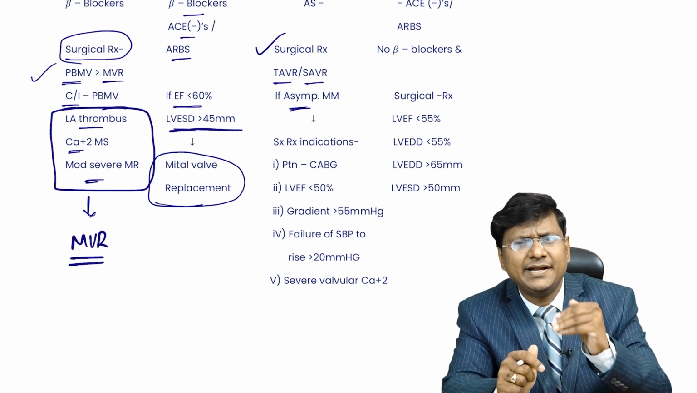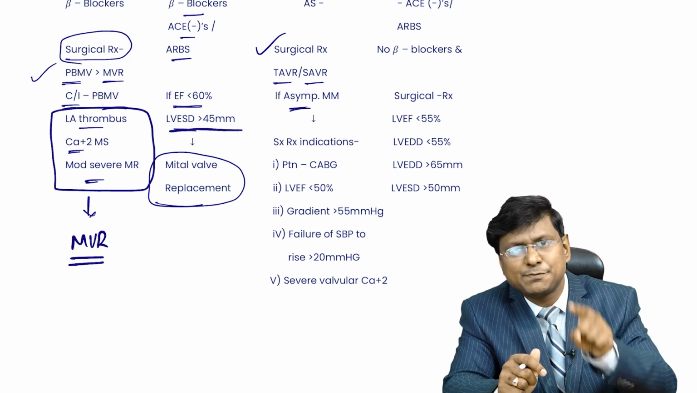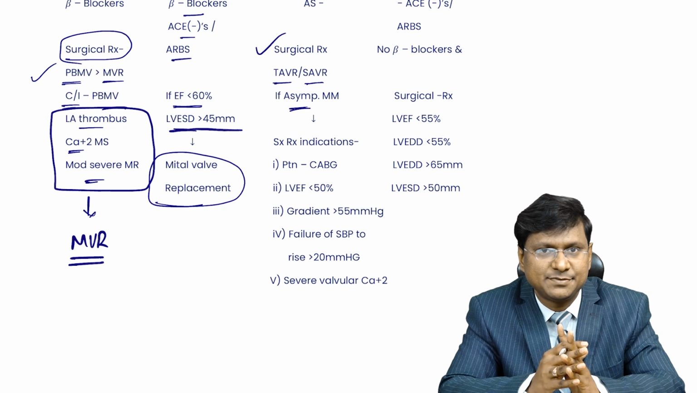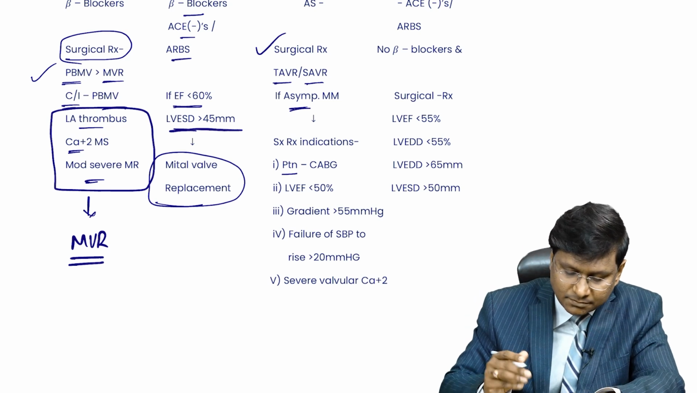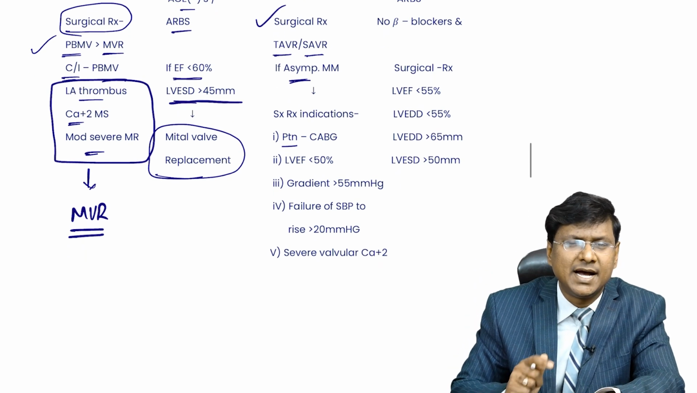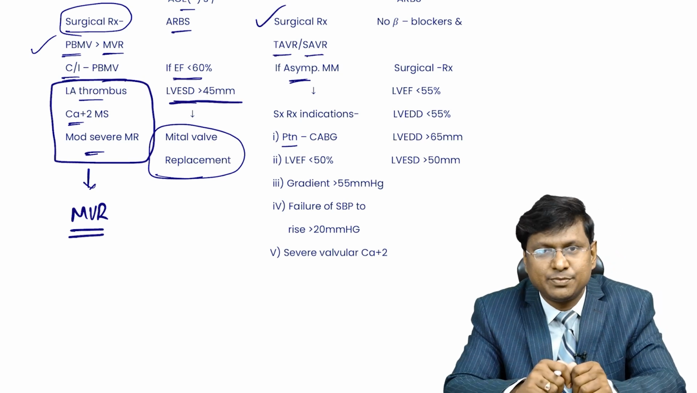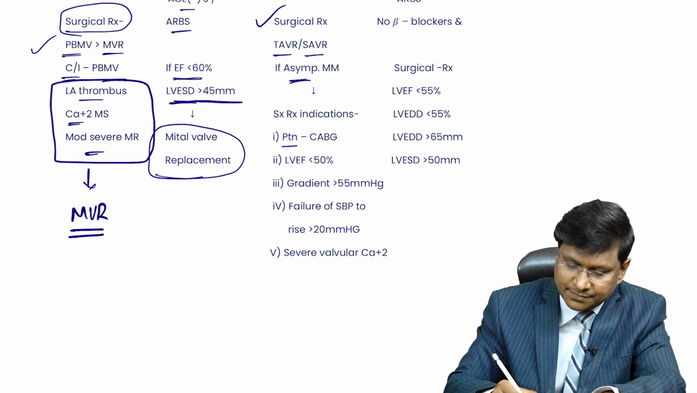But what are the indications where, in spite of the individual being asymptomatic, aortic valve replacement is required? That is, a patient with aortic stenosis undergoing CABG due to coronary artery disease. Aortic valve has to be replaced if there is underlying aortic stenosis.